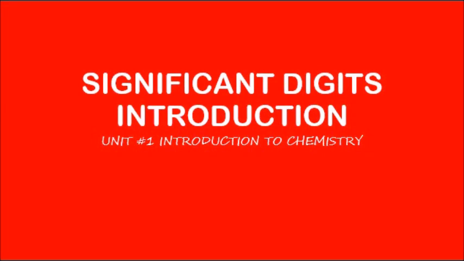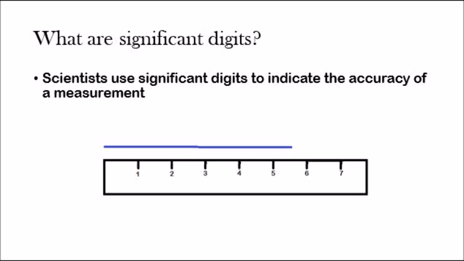For the next few videos, we're going to be talking about significant digits. In this video, we're going to just have a brief introduction so you understand what significant digits are. So why are they used? Scientists use significant digits to indicate the accuracy of a measurement.